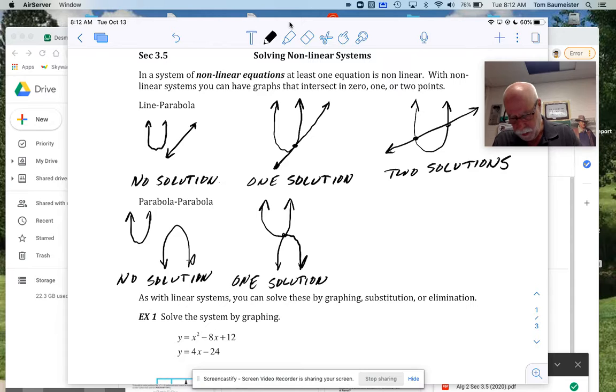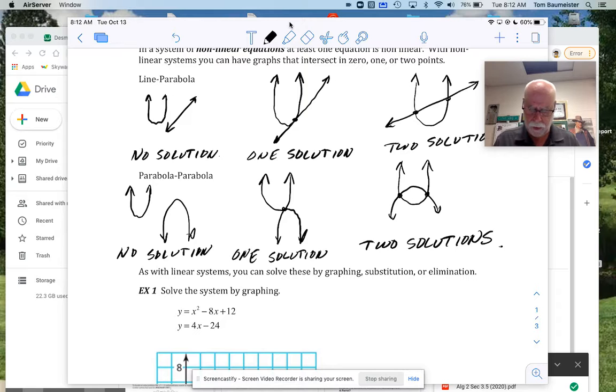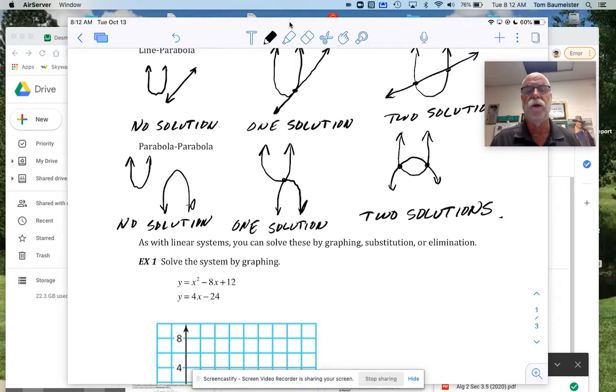And finally, if I have a parabola going up, and I have a parabola going down, and this one here, there are two solutions. So the solutions are where they touch or they intersect. Okay? So as with linear systems, you can solve these by graphing, substitution, or elimination. So I'm going to do one of each for you.